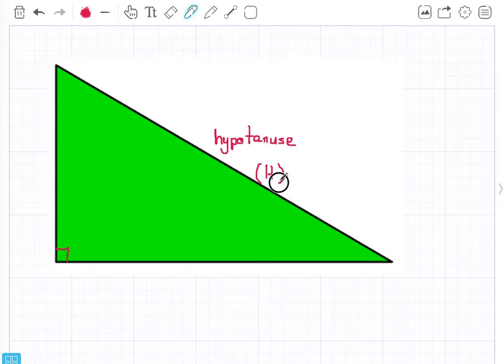Now we need an angle to label the other sides. These names will change depending on where the angle is. So I'm going to put an angle here, and I'm going to use a Greek letter called theta. We see that a lot for the angle.